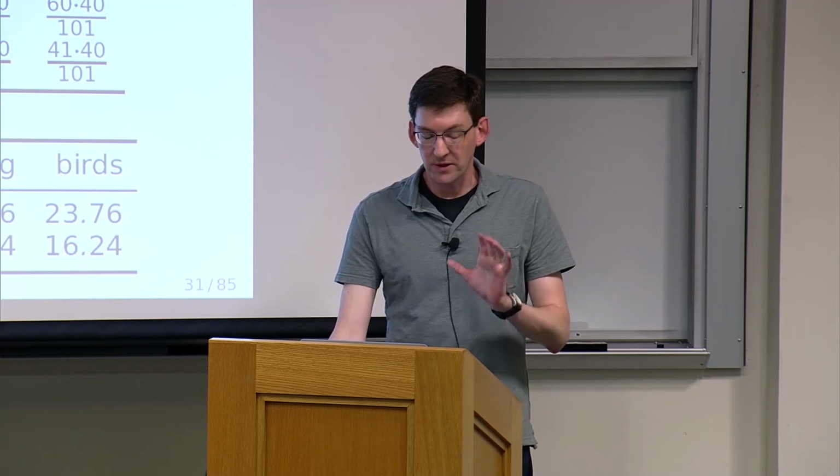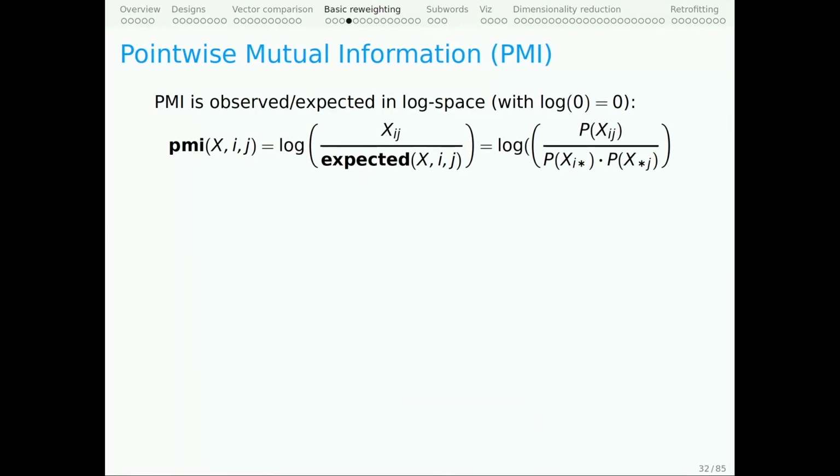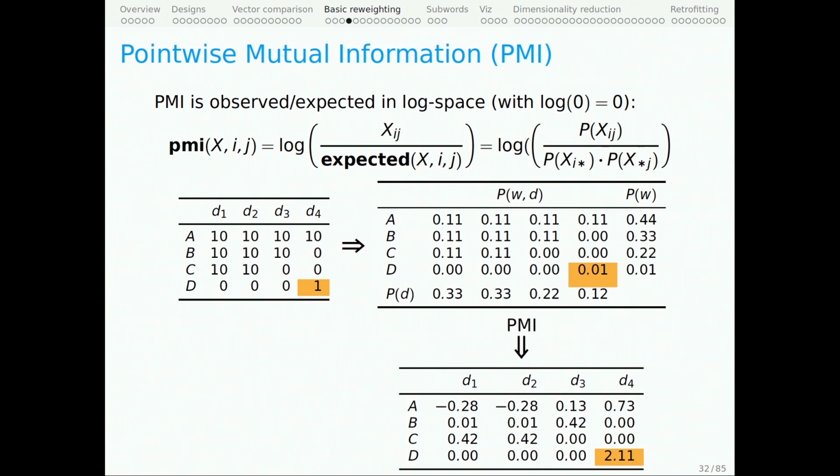I belabor this point in part because I told you that PMI was the hero of this story, and PMI is just log space observed over expected. Normally when you see this calculation, people have done what I've done here, which is first create a joint probability table and then do the calculations in terms of those probabilities. But everything comes out the same as if you do it with the raw counts. This is a basis for the calculation. And then here's the PMI reweighted matrix.